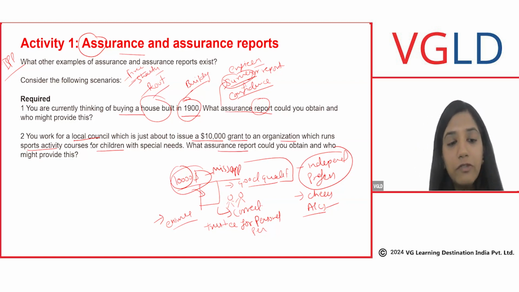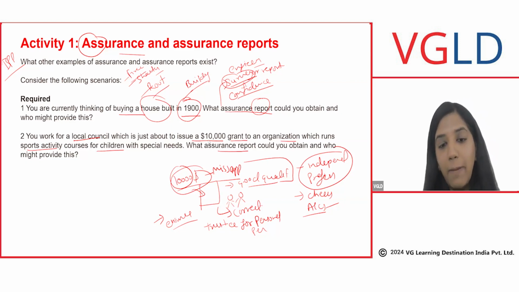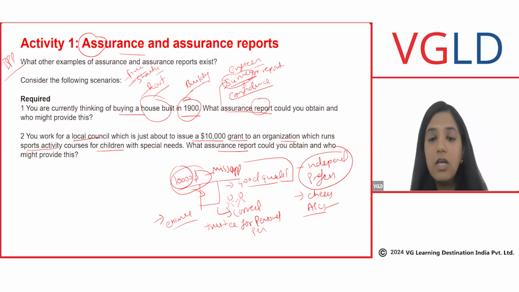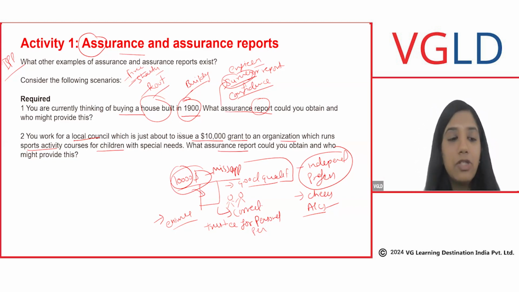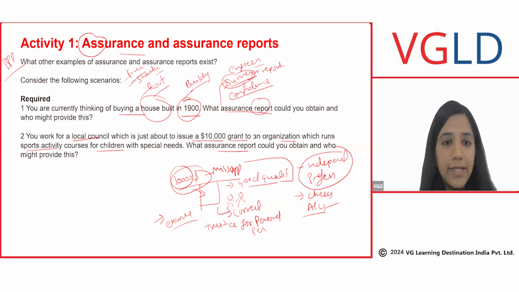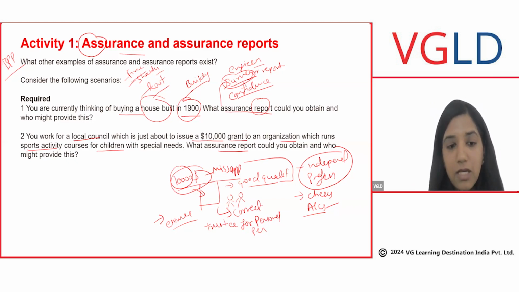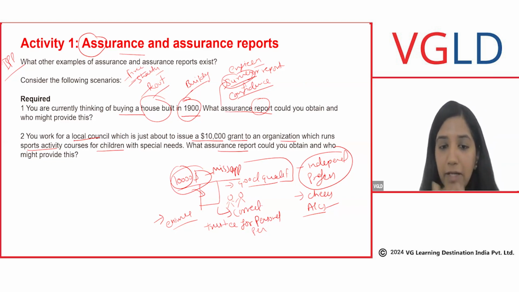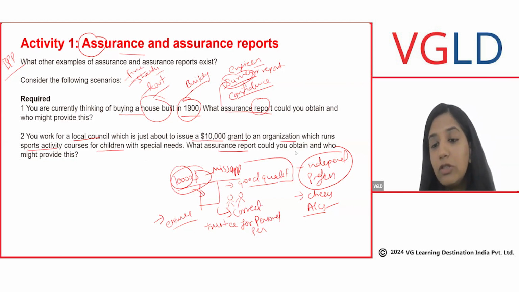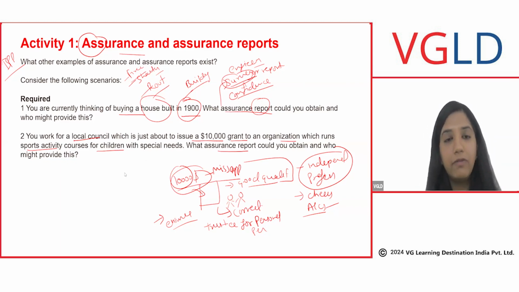What work? You work for a local council which is just about to issue a $10,000 grant to an organization. That is, you are working in an organization which is planning to give $10,000 to a particular organization which runs sports activities. Now the organization that you want to give the money to is running sports activities for children with special needs. That is, they could be handicapped, right? So those are special children. What assurance report could you obtain and who might provide this?